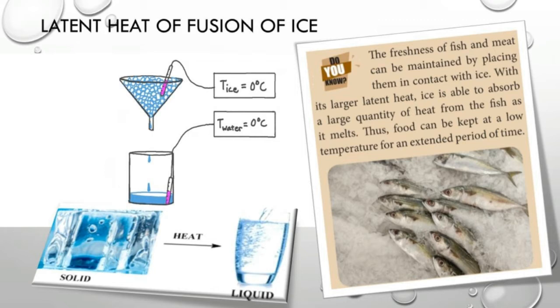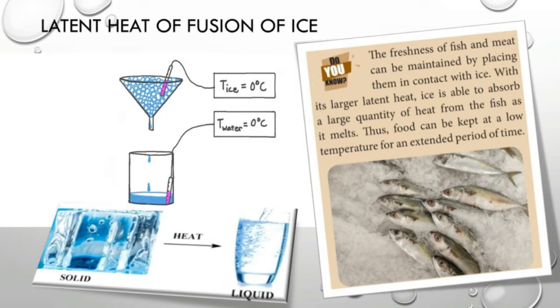The heat energy is utilized in changing the state of ice from solid to liquid. The amount of heat energy required by ice to change into water is called latent heat of fusion of ice. Ice has the highest latent heat of fusion, that is 80 calories per gram or 336 joule per gram.